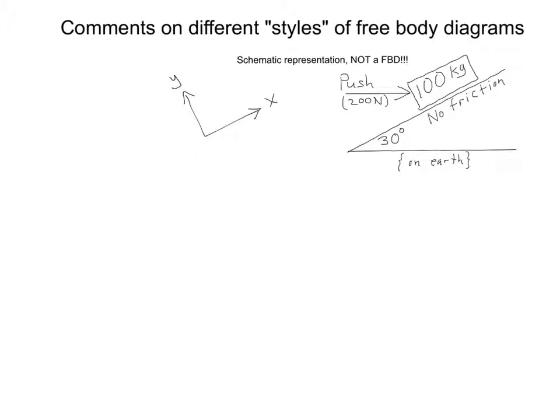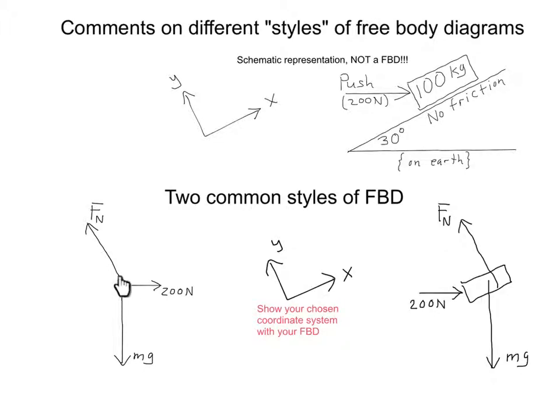Now let's consider a couple of different ways of drawing the free body diagram. In the free body diagram on the left, we represent the object, the 100-kilogram block, as a point, and we show the forces acting on that point that come from the physical parameters of our problem. So we have this 200 Newton force to the right. We've got the gravitational pull of the Earth on the object pulling down, and we have the normal force exerted by the inclined plane on the block pointing out here perpendicular to the inclined plane.